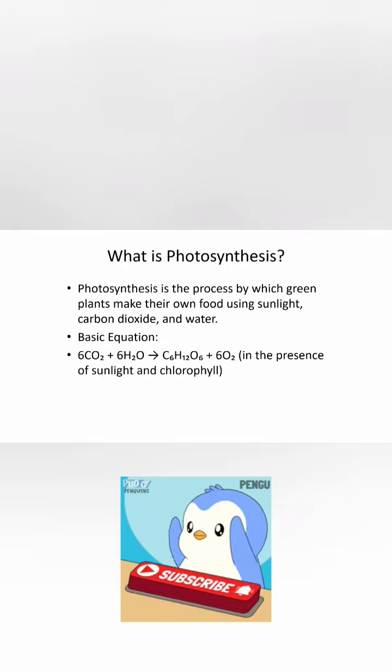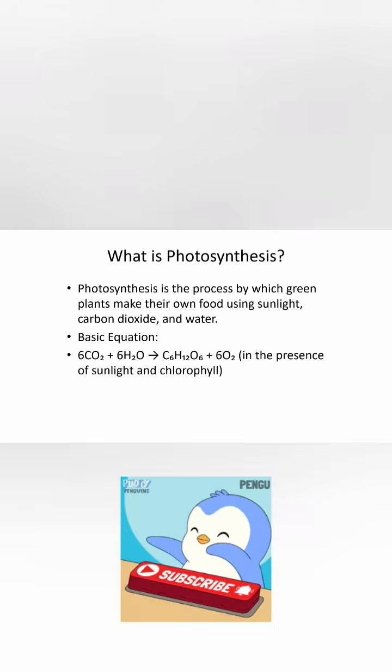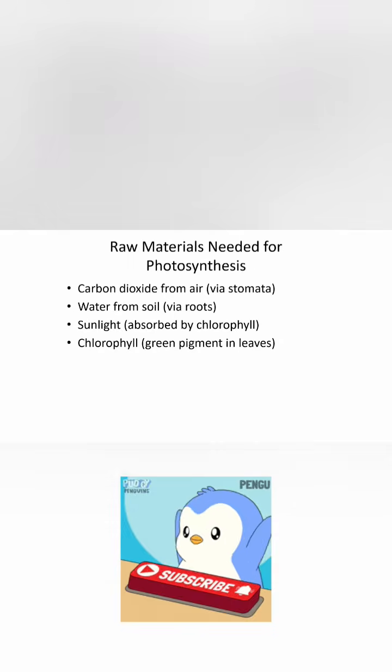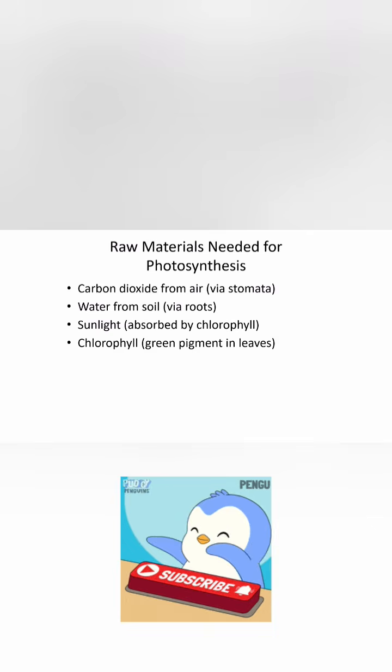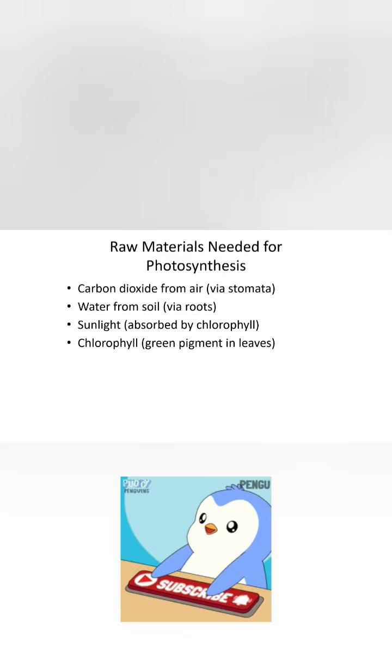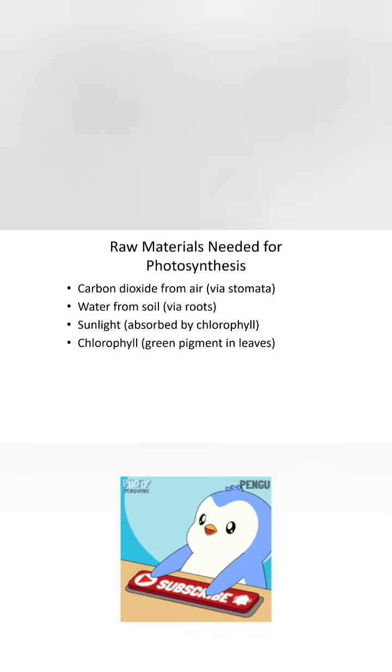So here I have written down the basic equation which is used to represent photosynthesis. Okay. Next is what are the raw materials which are needed for photosynthesis. Before this, I just want you to understand what is chlorophyll, and why plant leaves are generally green in color.